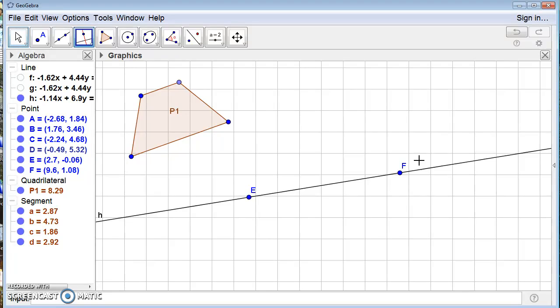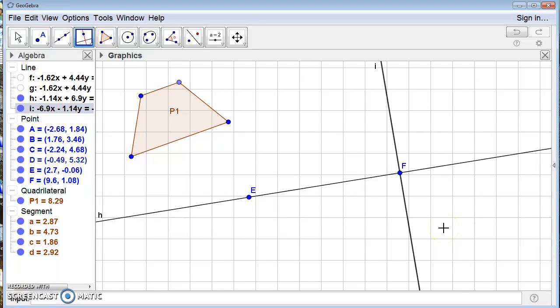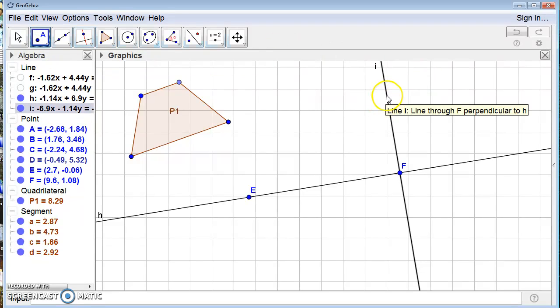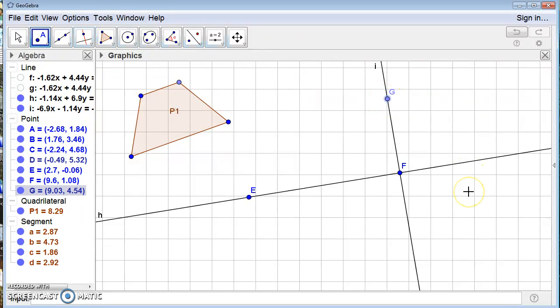Again, I can just click on a point F and the line, and it will create a perpendicular through there. Okay, so now we're good. We've got a perpendicular. The next thing I need is another point to be the third corner of this rectangle. So I'm just going to put a point here, and that's going to provide me another corner. So right now I have 3 corners of my rectangle.